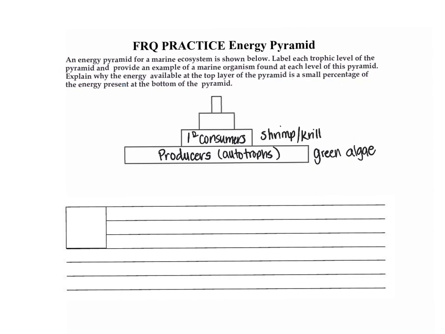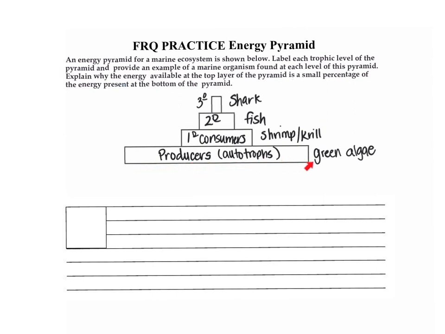The next level up are known as your secondary consumers. These are going to be organisms that directly eat the primary consumers. So let's say fish. The top level of this pyramid is known as the tertiary consumers. These are going to be organisms that directly eat the secondary consumers. So let's say shark. So we have an energy pyramid, and what you'll notice is that it is progressively getting smaller as you go up each level.